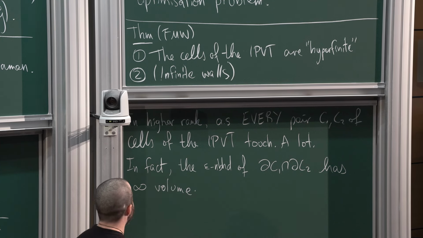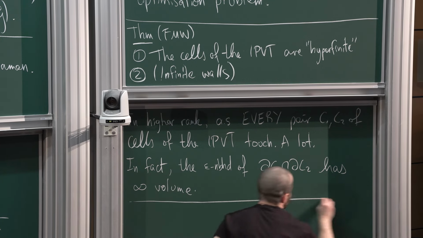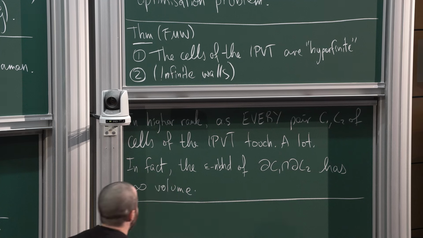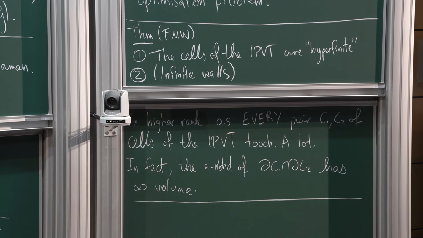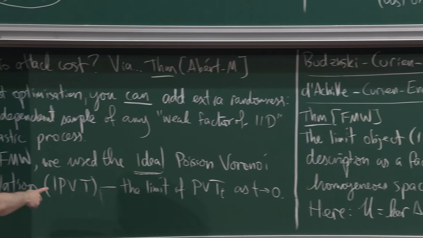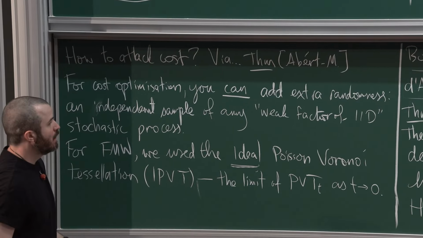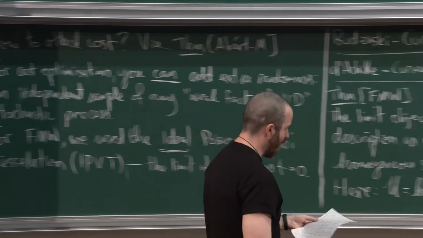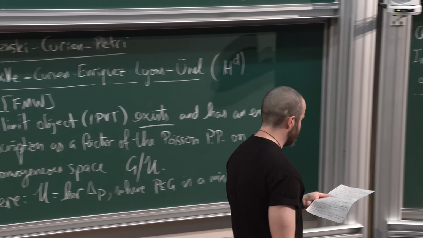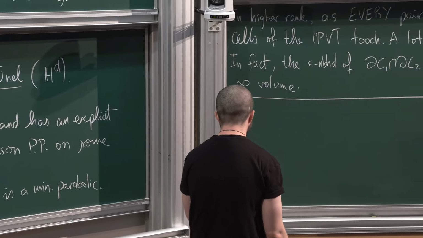So why do we care about these two properties? This is how I will most likely finish. I told you that if you're interested in solving this cost optimization problem, you're allowed to add extra randomness, as long as it's of the right type. And trust me, this guy is of the right type. Now I want to show you why this tessellation solves the cost optimization problem for you.